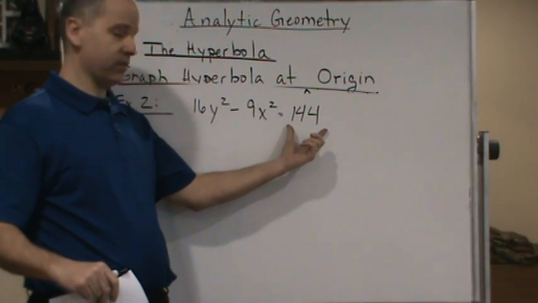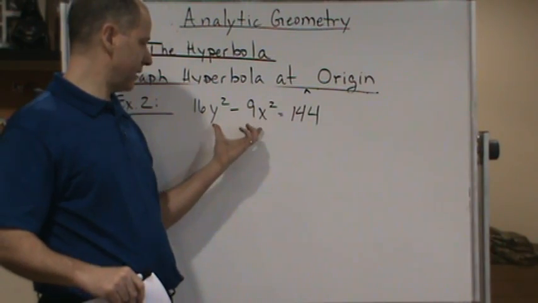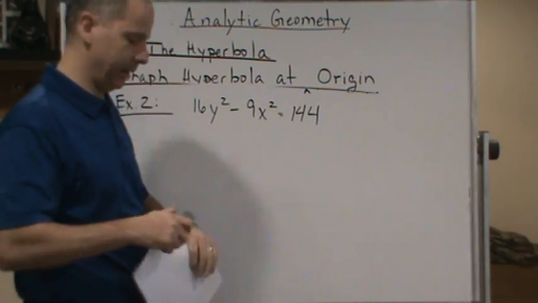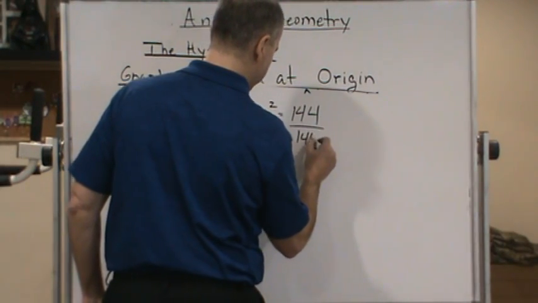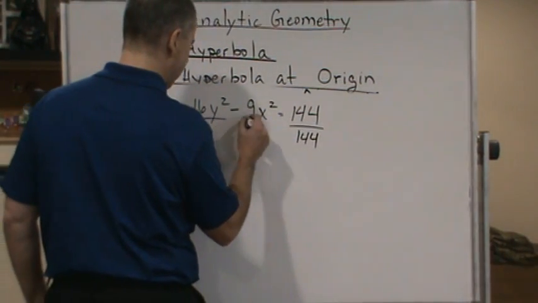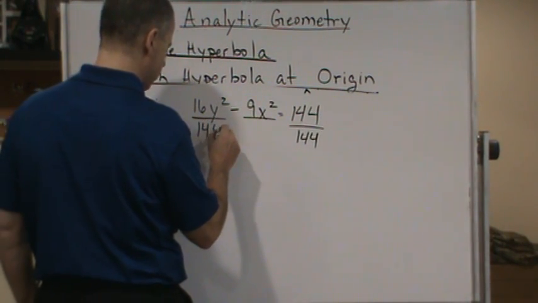And the way we're going to do that is we're going to divide everything by 144, because remember this difference has to be equal to 1, right? So let's just divide everything by 144, okay? And they want us to graph it and identify the important aspects of it. So we'll go through those.